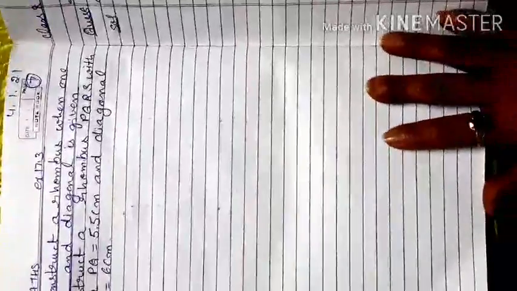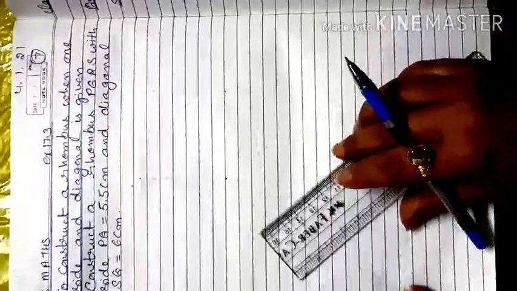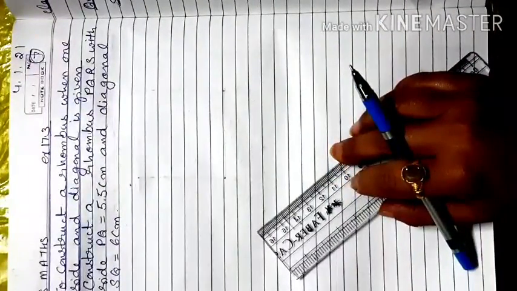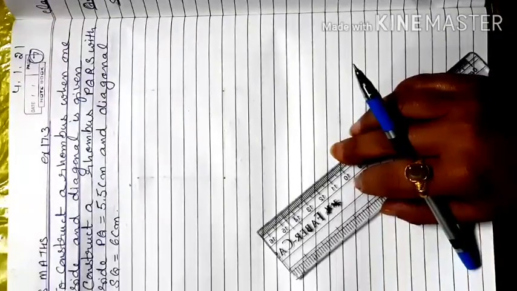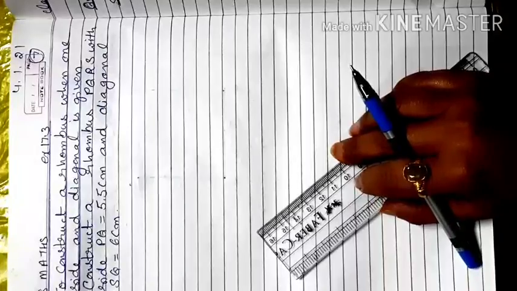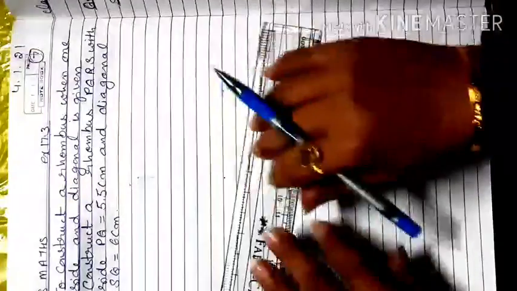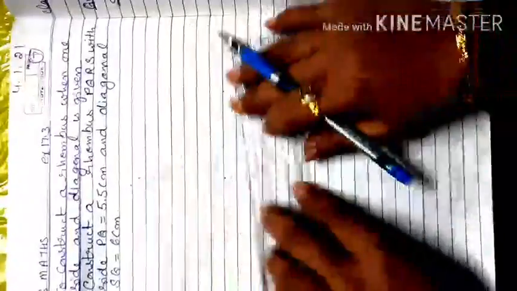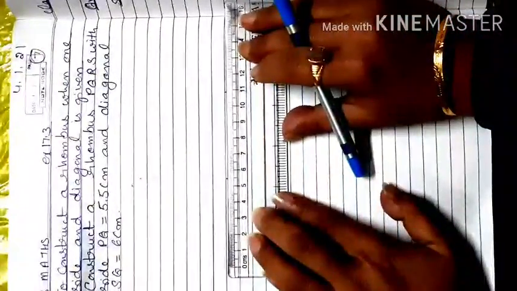Next is if you have one side and a diagonal is given. So how will you draw the rhombus in that case? You have diagonal is given, SQ is equal to 6 centimeter. First you will draw the diagonal SQ is equal to 6 centimeter. Then you have to go further, that is a measurement of PQ 5.5 centimeter. So first I will draw SQ, because this is a diagonal. So this is 6 centimeter. First I will draw SQ as 6 centimeter here.